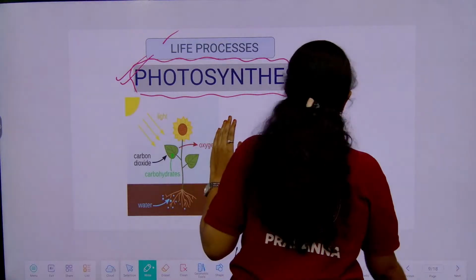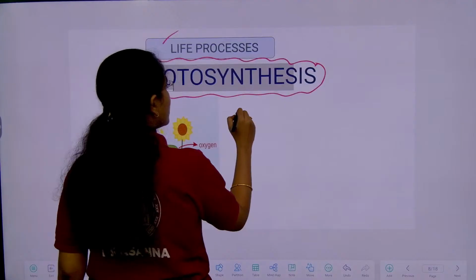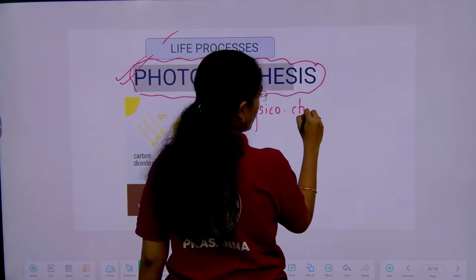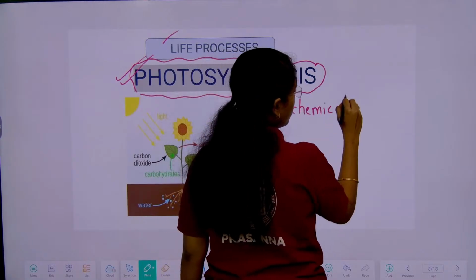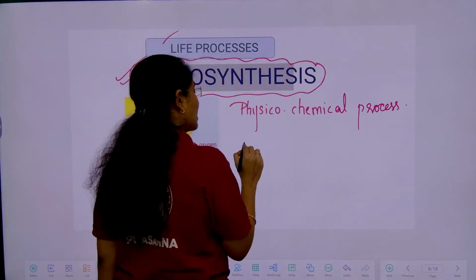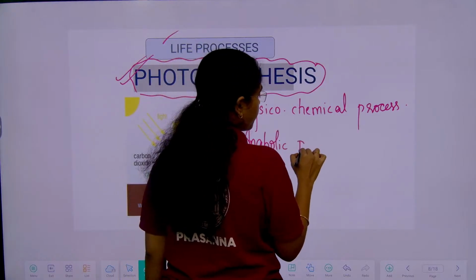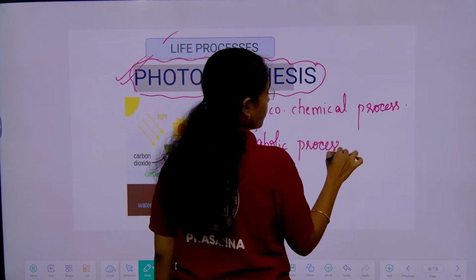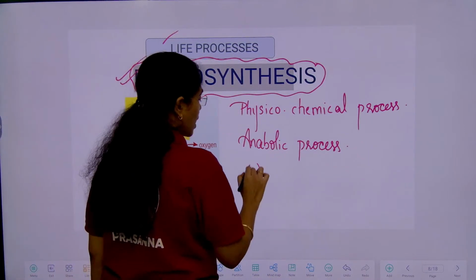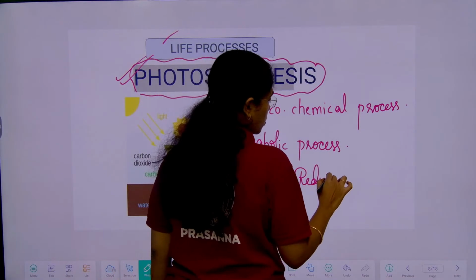This photosynthesis has got few synonyms. Photosynthesis is addressed as physicochemical process. This is also known as anabolic process. This is also addressed as oxidoreductive reaction or oxidoreductive process, right?